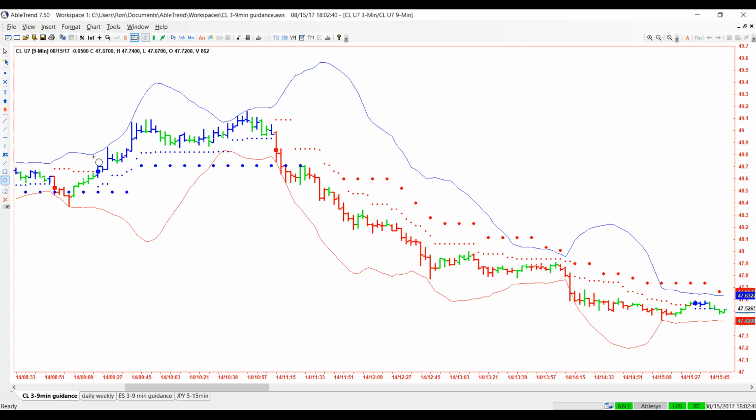So here's a trade from yesterday morning on crude oil. This is a 3-minute, 9-minute, what we call a guidance chart. It's the combination of two time frames combined into one chart, as well as two different AbleTrend algorithms. So all four things have to come together, otherwise no trade. We call that a no trade zone.